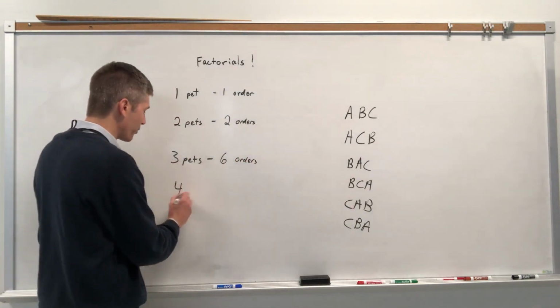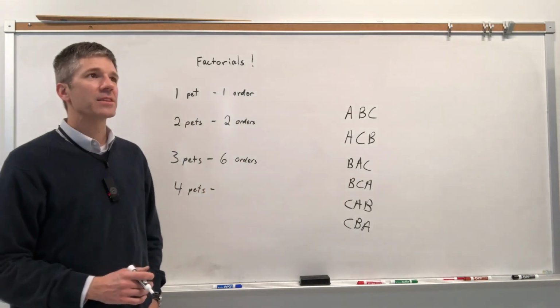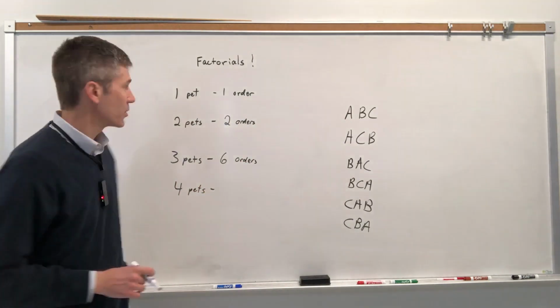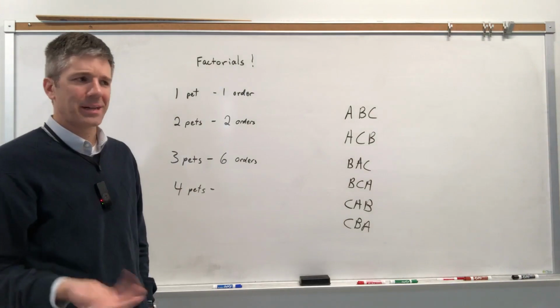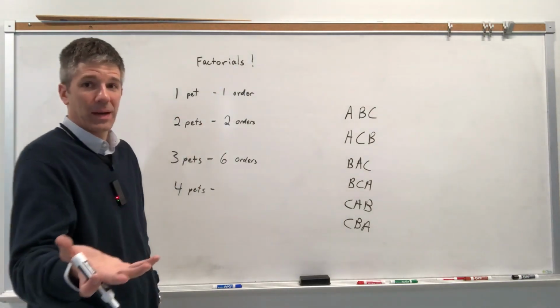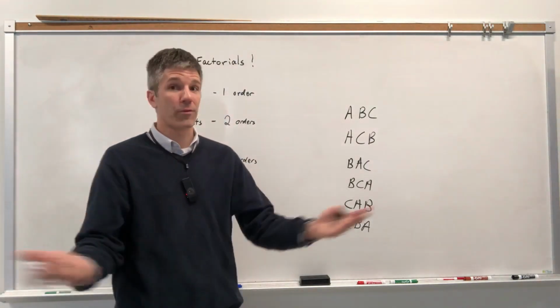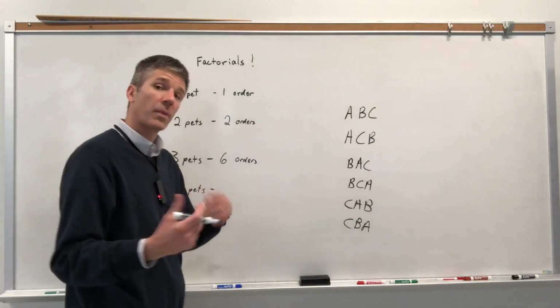Well, let's suppose I have 4 pets. Oh boy, it gets out of control very quickly. So one pet, that's a dumb question. I'm going to take my alligator, Albert. I have 2 pets, the baboon and the alligator, this order or this order. 3 pets. Wait a minute. Now 4 pets, things get crazy. Let's go about this a different way.